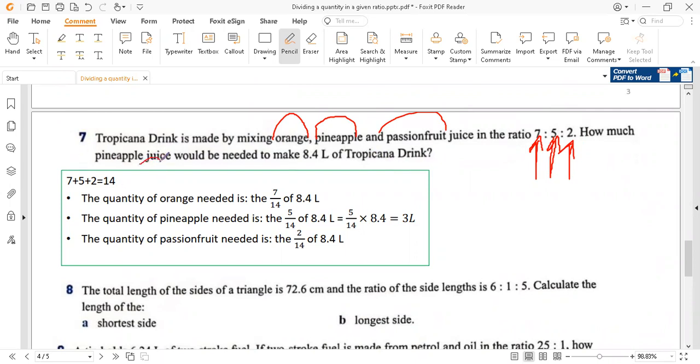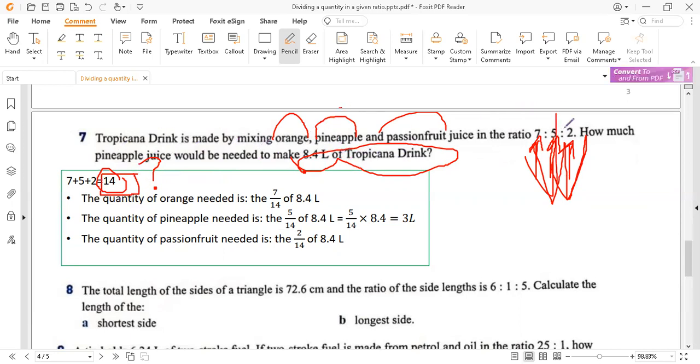Good. We are searching for the quantity of pineapple to mix with the other orange and pineapple parts to obtain 8.4 liters of Tropicana drink. We have the whole quantity of Tropicana drink, and normally we are searching for pineapple. So we add all the terms of the ratio, 7 plus 5 plus 2, to obtain 14. So normally 14 parts for 8.4 liters of Tropicana, because this 14 refers to the quantity of Tropicana drink. So normally we are searching for pineapple.